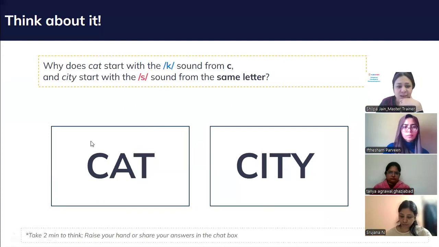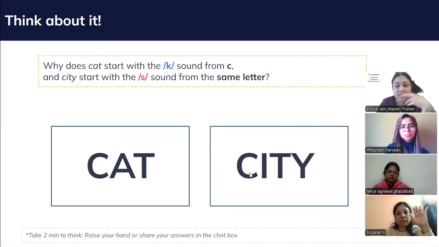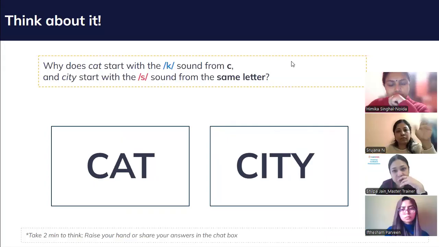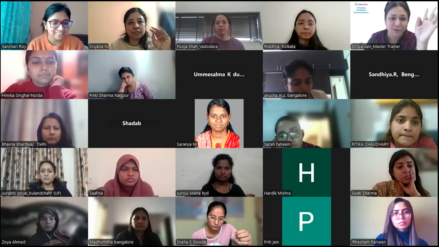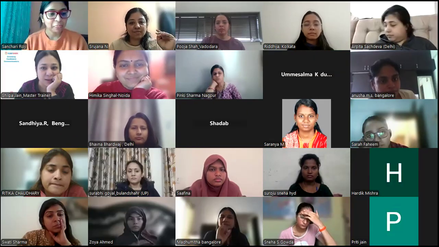Why does this word, cat, start with C but make the k sound? This word, city, again starts with C but makes the S sound. So why does the letter C make the k sound and the S sound? Who would like to explain this? Himika, go ahead. Sorry, Sanchari is the first one to raise hand. So sorry. Yes, Sanchari, go ahead.